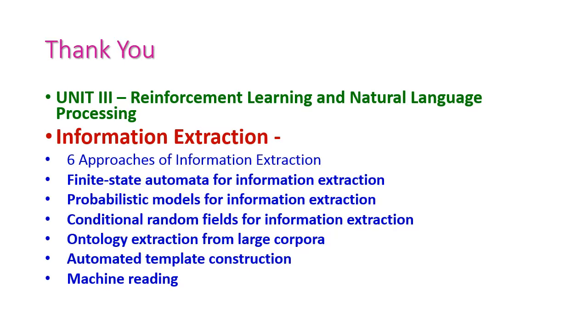So far we have seen information extraction, that is IE, from the third unit, natural language processing, and we have seen 6 approaches of information extraction. The first is finite-state automata, probabilistic model, and conditional random field for information extraction, then ontology extraction from large corpora, automated template construction, and machine reading. You can expect any one of the 5 mark or 10 mark questions from this topic, and for more information please go through your textbook. Thank you.